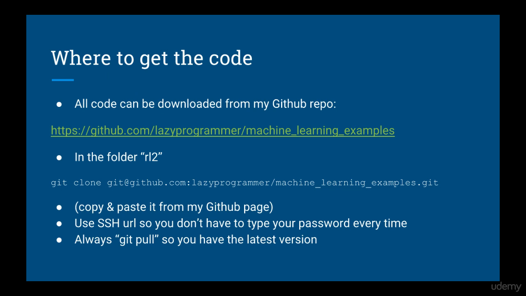In this lecture, I'm going to show you where to get the code for this course. All of the code from my machine learning courses are in my GitHub repo, github.com/lazyprogrammer/machine_learning_examples. The relevant folder for this class is RL2. The command to download the code is git clone and then my GitHub URL, which you can copy and paste from the repo homepage. I would recommend using the SSH URL so that you don't need to type in your GitHub password every time you do anything. Make sure you periodically check for updates or run git pull so that you have the latest version.